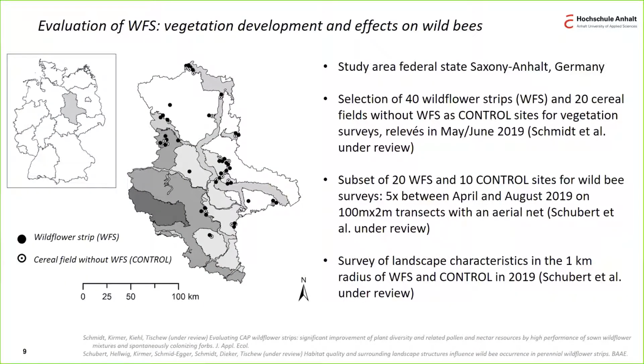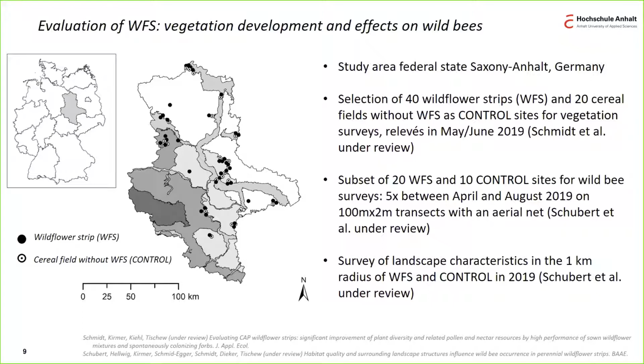Our study area is spread across the whole federal state. We selected 40 sites from 272 flower strips established by farmers in 2015 and 16. In addition, we selected 20 cereal fields without wildflower strips with comparable conditions. They served as control sites. On these 60 sites, we carried out vegetation surveys in the summer of 2019.